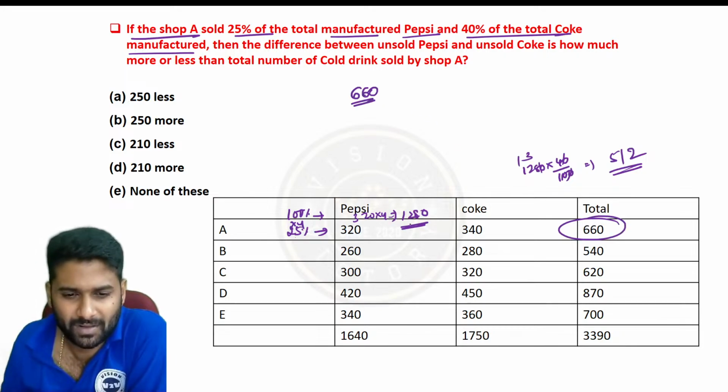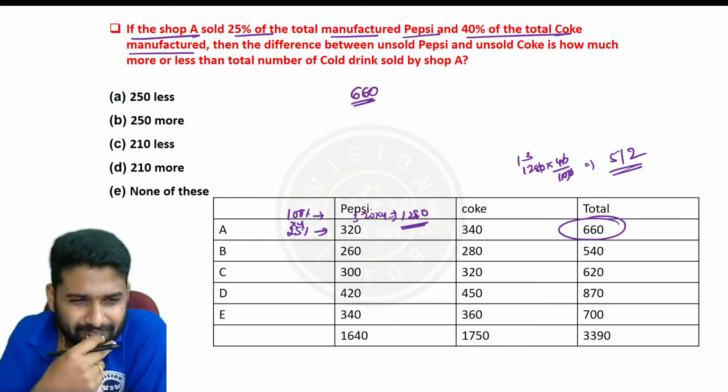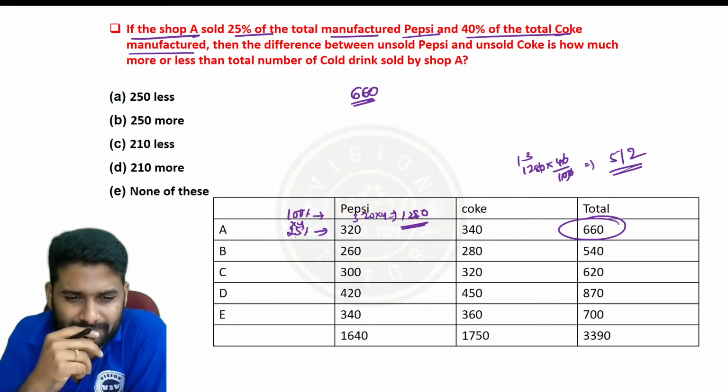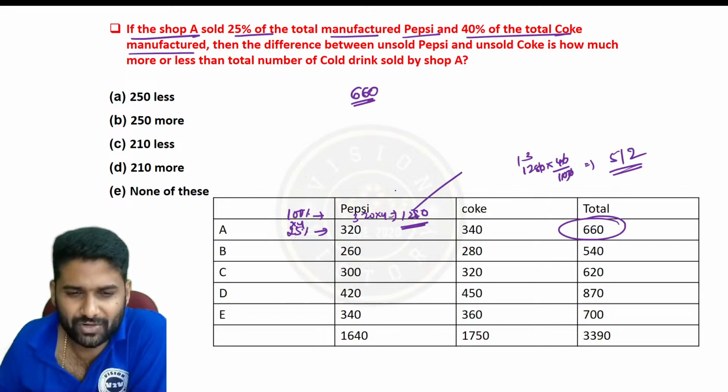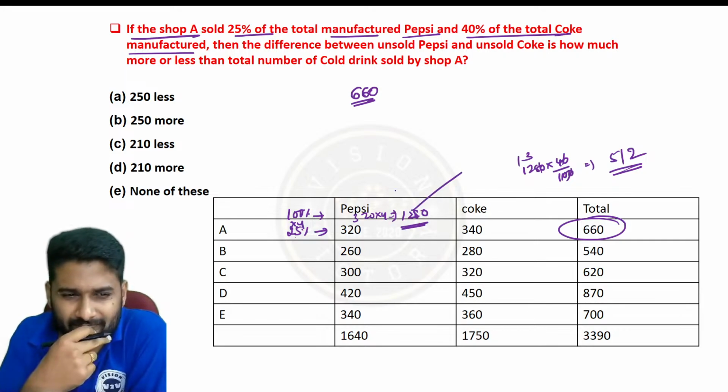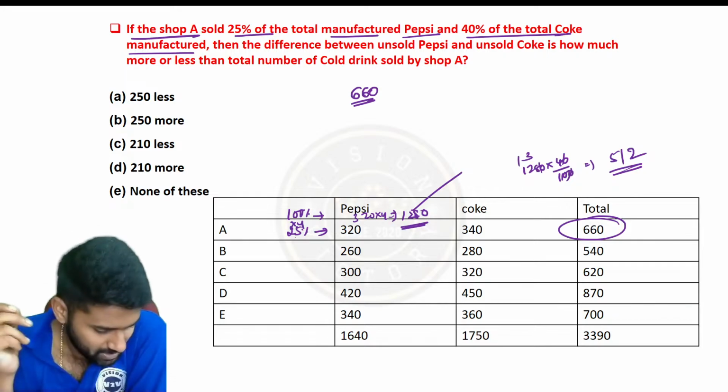660. Now, out of all this value, total manufacturing is 1280. Give me a second.